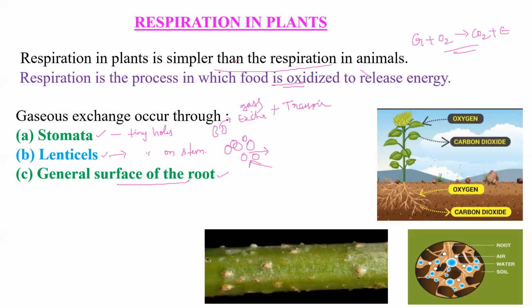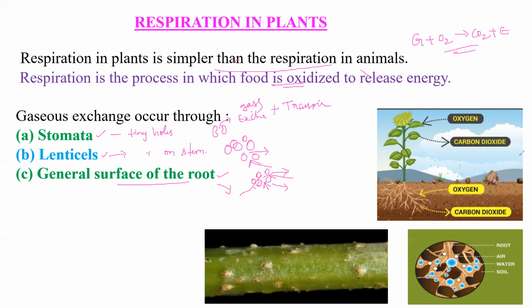Next, the surface of the root, or the general surface of the root. As you know, the root or root hair is helpful for gas exchange. Even there, there are intercellular spaces between the cells. Due to that space, gas gets exchanged from soil to the root and root to the soil. There is a process called diffusion. All the gases will get exchanged by the process of diffusion. Okay, we'll see in the next slide what diffusion is and how it takes place.